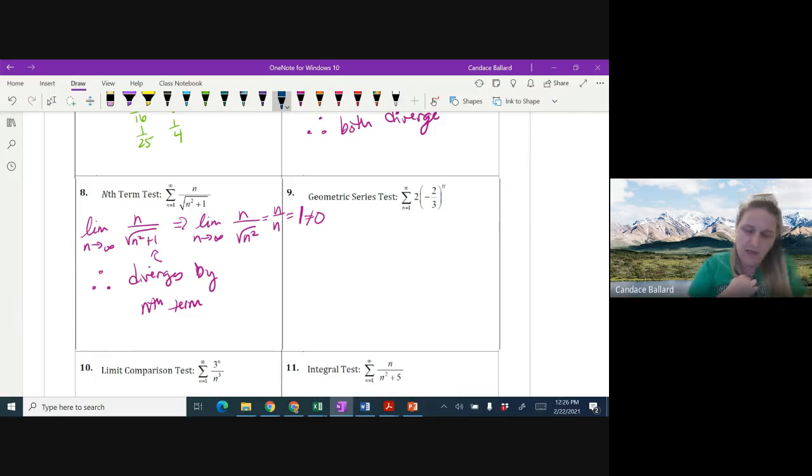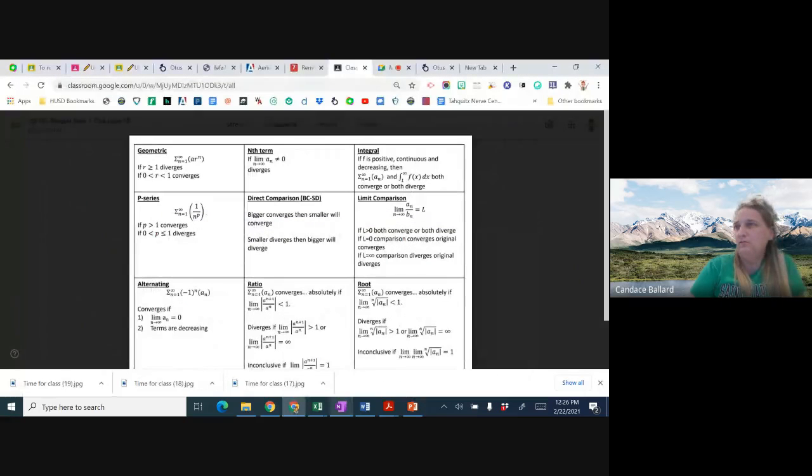For my geometric series test, I need to look at the ratio. So what am I going to use as my ratio? And remember, we always look at the absolute value of the number. So what's the ratio here? Excellent work. 2/3, which is less than 1. Okay, so if it's less than 1, what does that mean? Does it converge or diverge on this one?